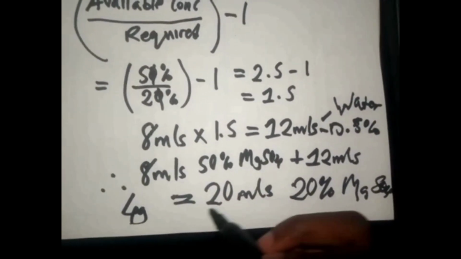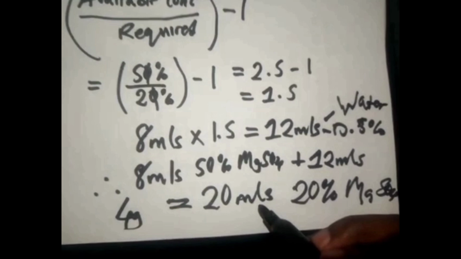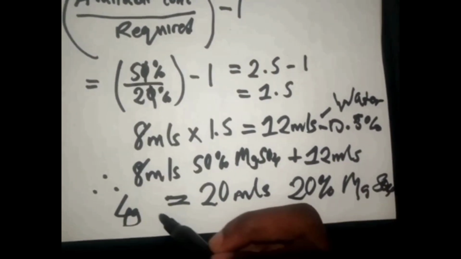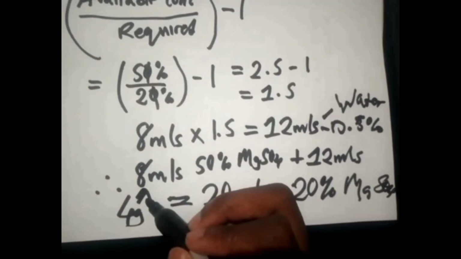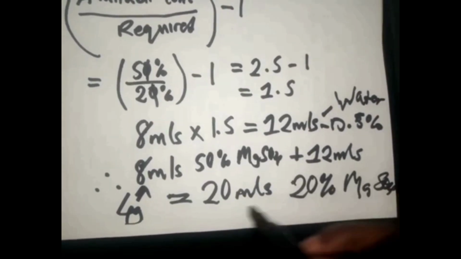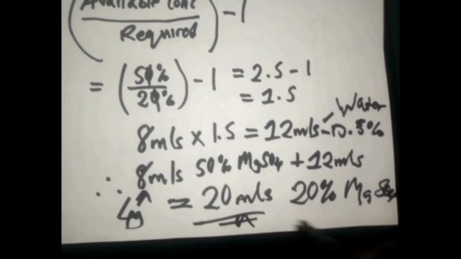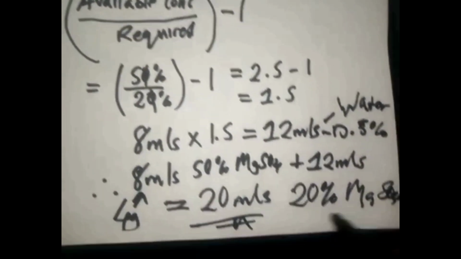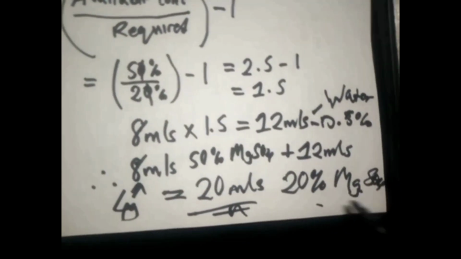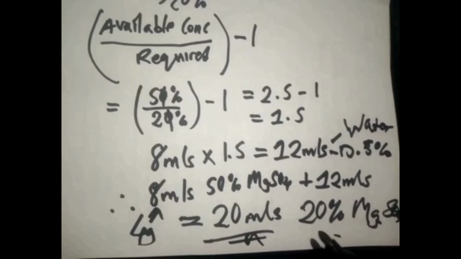So the 4 gram is now equal to 20 mils. But we remember that the 4 gram was equal to what? 8 mils. Then to the 8 mils, we added 12 mils. Then it now became this 20 mils of 20% magnesium sulfate. So this is the loading dose.